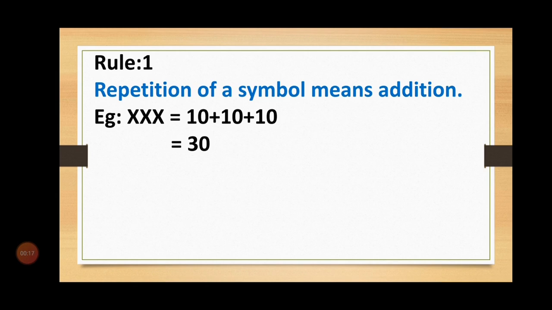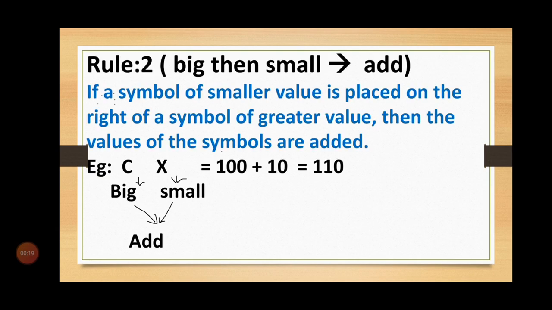Rule 2. Big then small means you should add the values. If a symbol of a smaller value is placed on the right of a symbol of greater value, then the values of the symbols are added. For example, CX. C is the bigger value and X is the smaller value. C is equal to 100 and X equal to 10. So, big then following the small.